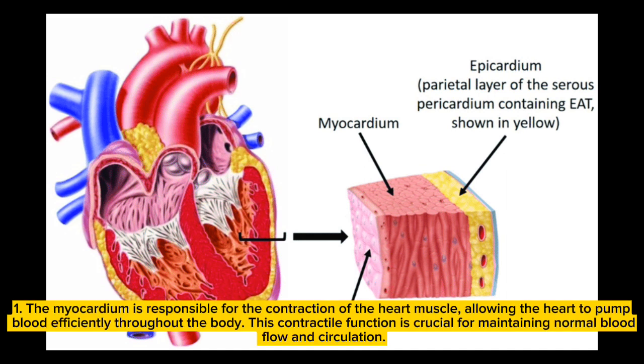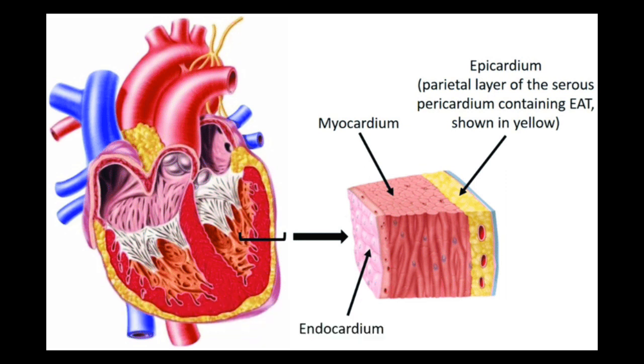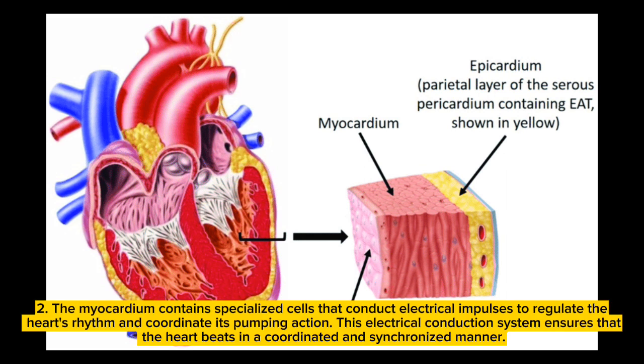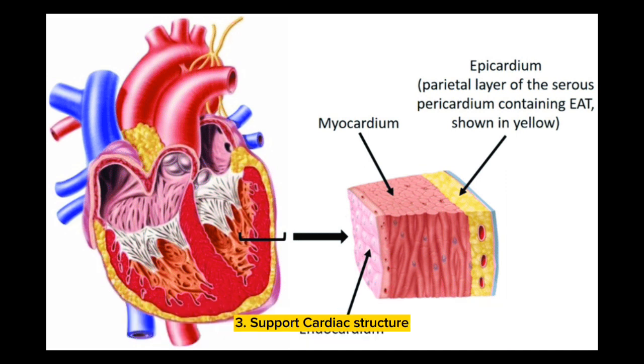One, the myocardium is responsible for the contraction of the heart muscle, allowing the heart to pump blood efficiently throughout the body. This contractile function is crucial for maintaining normal blood flow and circulation because all parts of the body need blood. Two, the myocardium contains specialized cells that conduct electrical impulses to regulate the heart rhythm and coordinate its pumping action. The electrical conduction system ensures that the heart beats in a coordinated and synchronized manner. Three, it supports cardiac structure for regulation of blood pressure.